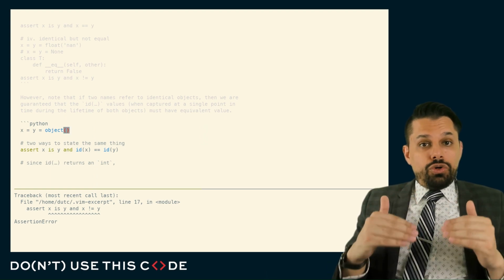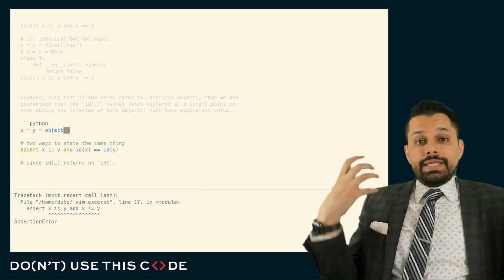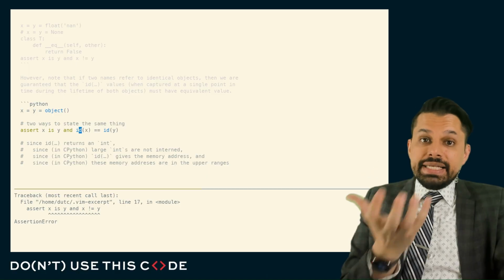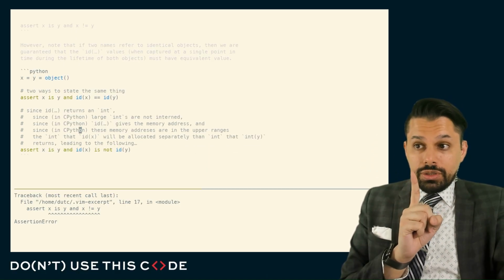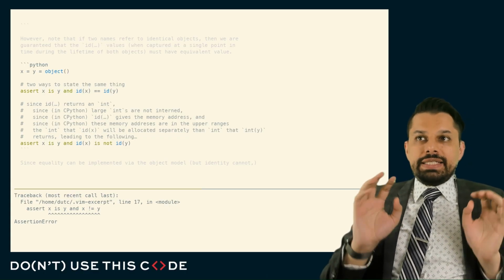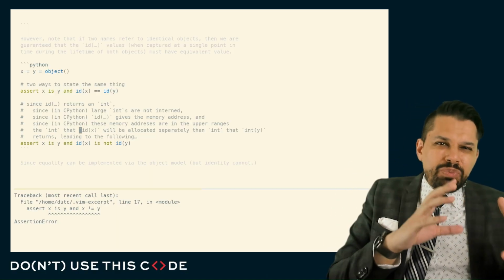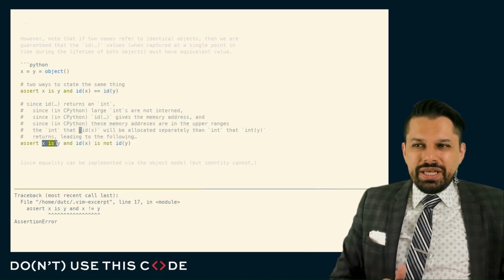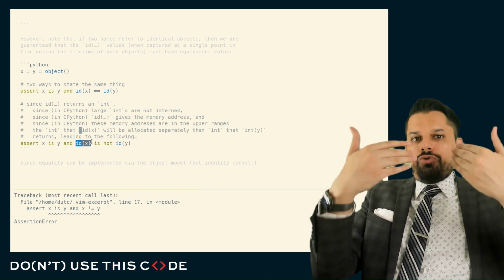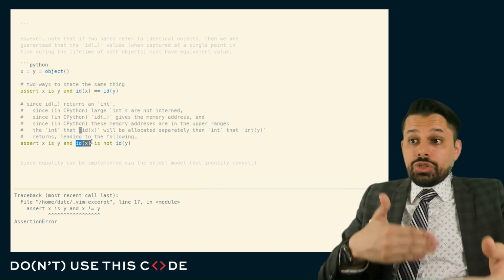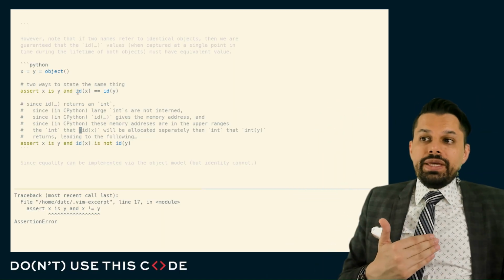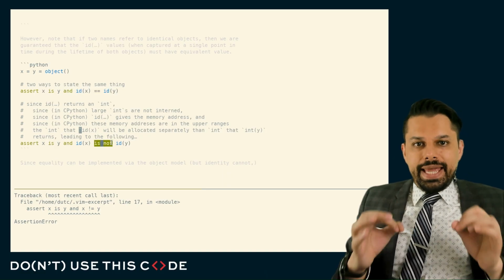Note that if two names refer to identical objects, we are, however, guaranteed that the IDs are equal. And so if it's the case that X is Y, then ID of X is equal to ID of Y. However, do note that within CPython, on a 64-bit machine, probably on Linux at this point in time with a bunch of different qualifications, the results of the two ID calls are probably not identical, because each of these ID calls is going to create an integer, and that integer is going to be large enough that it won't be interned because it'll represent a memory address that's located in the upper ranges of your memory, and as a consequence, they will be the same numeric value, but they will not be the same numerical object.